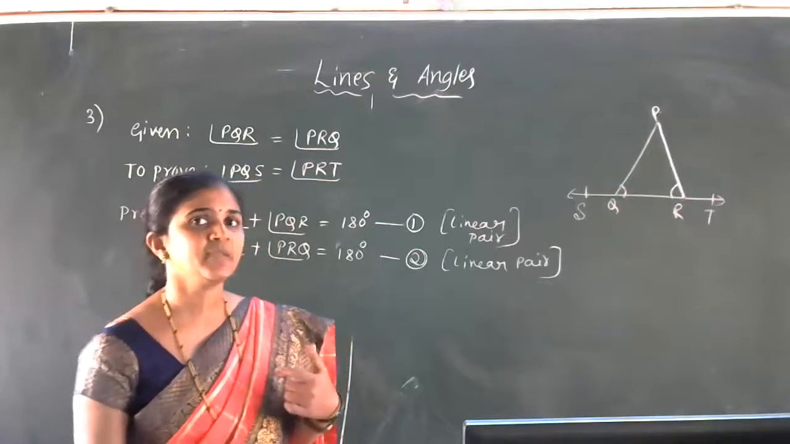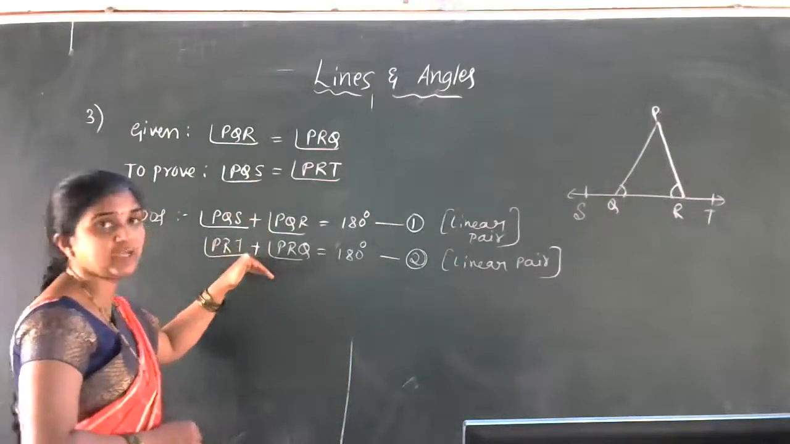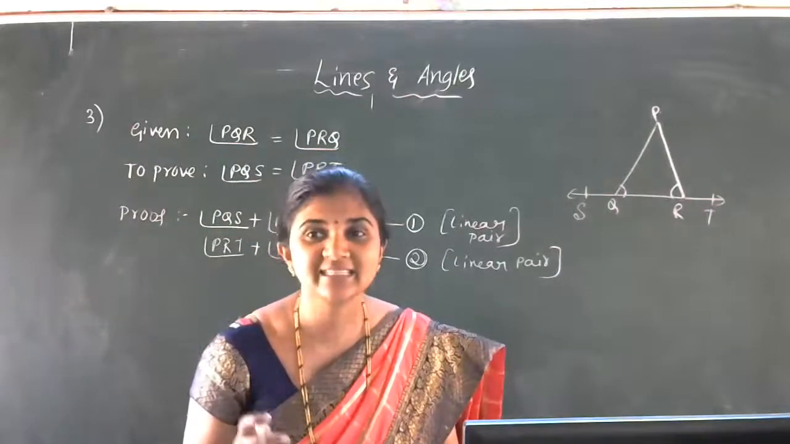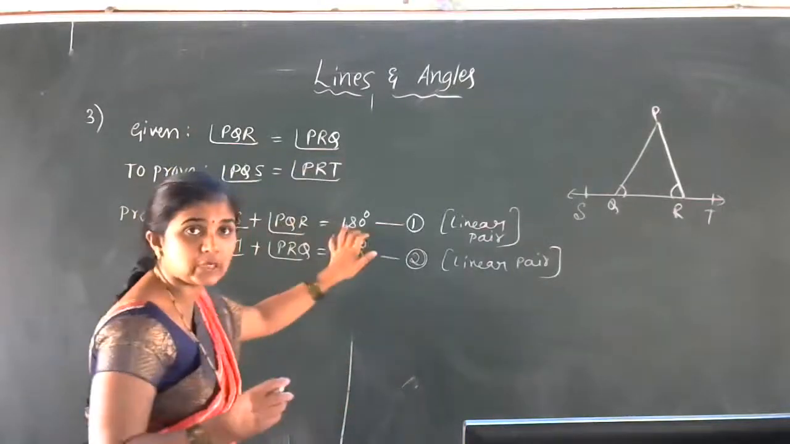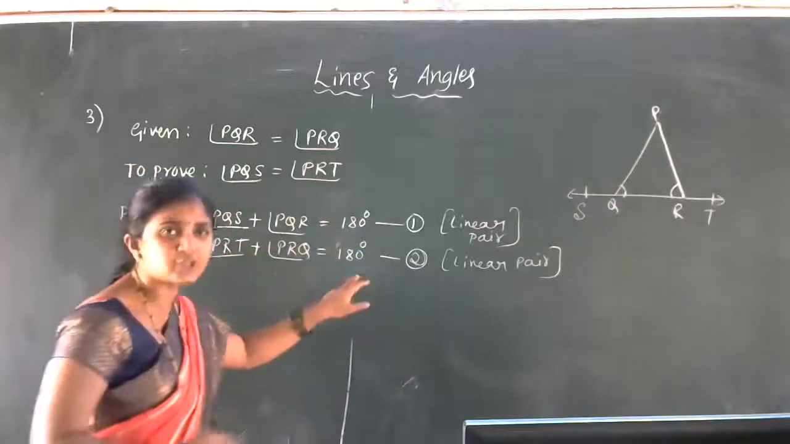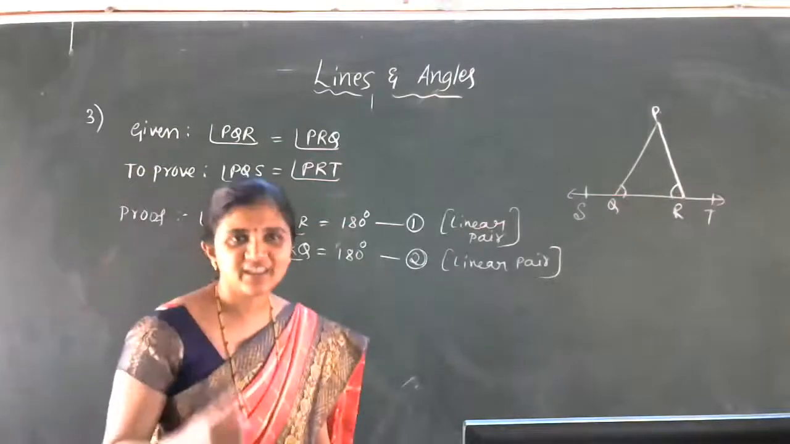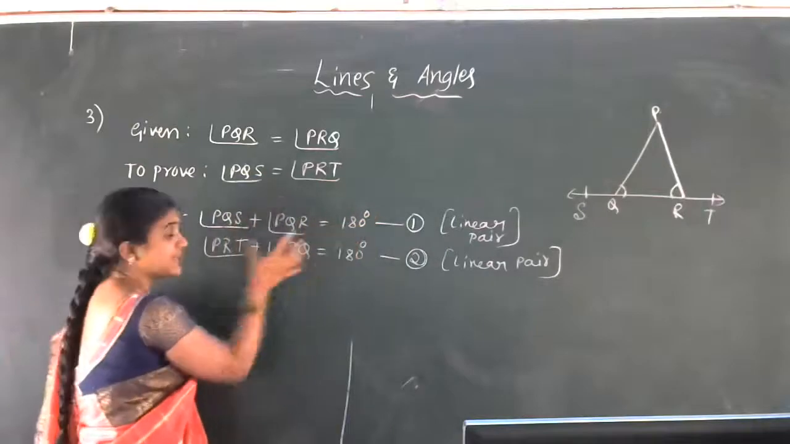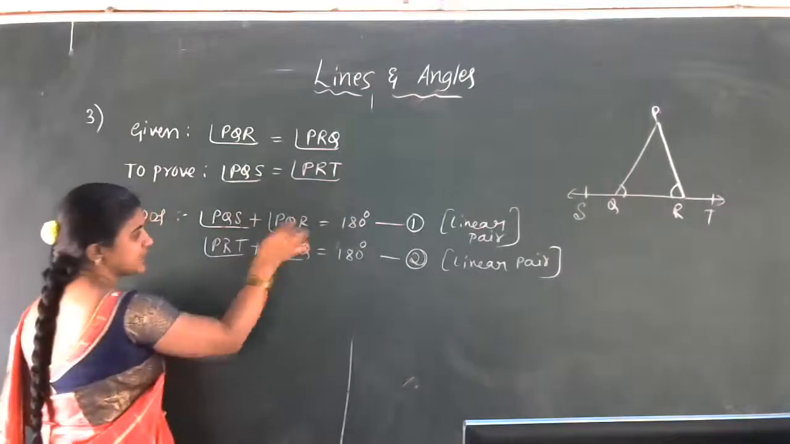Is that clear? Now observe the first equation and second equation. Which concept do we have to apply now? Axiom. PQS plus PQR is equal to 180 degrees, and PRT plus PRQ is also equal to 180 degrees. First we have to apply axiom 1: things which are equal to the same thing are equal to one another. This expression is equal to 180 degrees and this expression is also equal to 180 degrees, so this is equal to this.